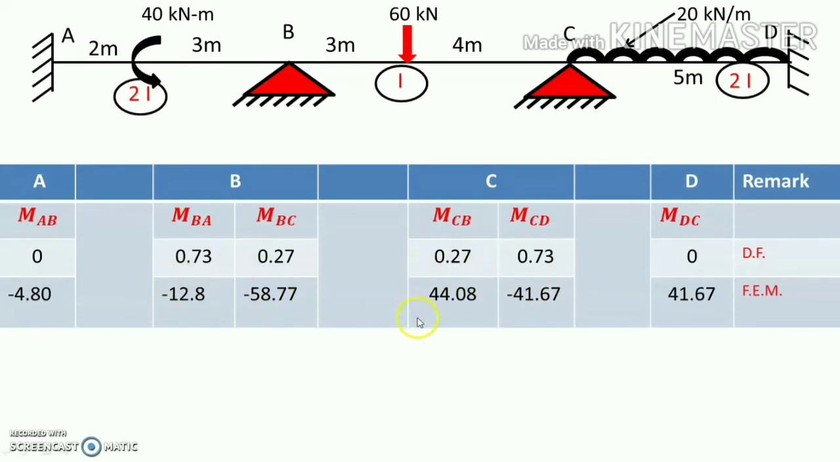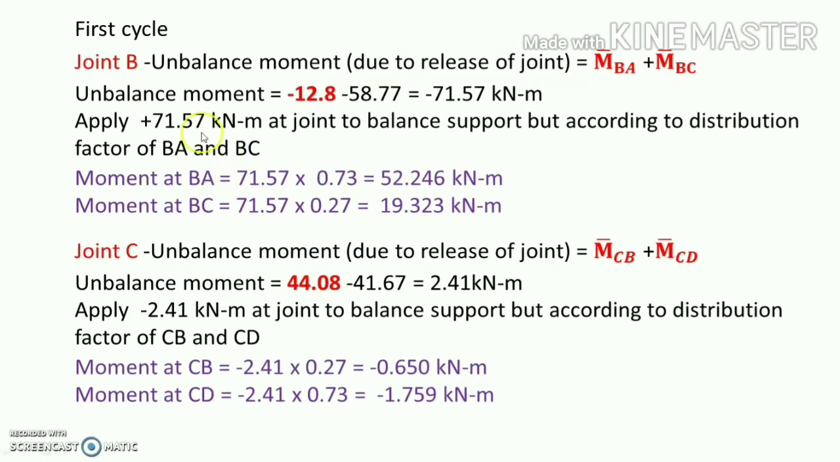How? The first cycle. Here the unbalanced moment at the joint B, that is M bar BA and M bar BC, is equal to minus 71.57. So here is a minus, so apply here the plus 71.57, but according to the distribution factor of BA and BC. So the moment shared by BA is 52.242 and the moment shared by BC is equal to 19.328.